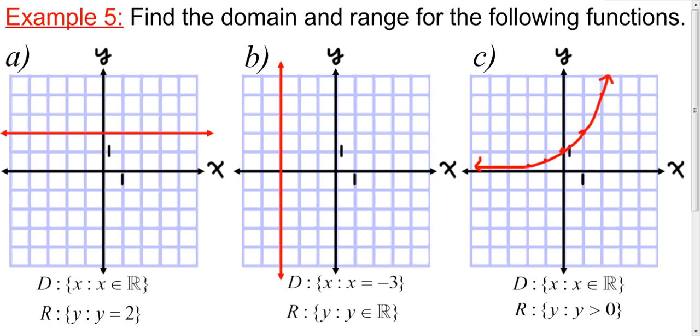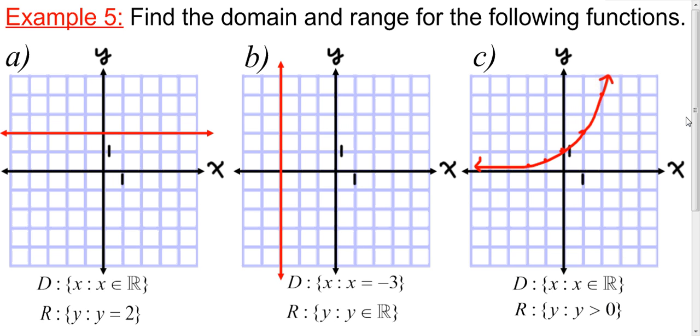Okay, hopefully your answers match up to mine. In the first problem, we have a horizontal line. The domain, or the x values, is the set of all real numbers because I have arrows going on both sides. The range is only equal to -2. In the second one, for the vertical line, the domain is -3, and the range is the set of all real numbers because it goes up to positive infinity and down to negative infinity.